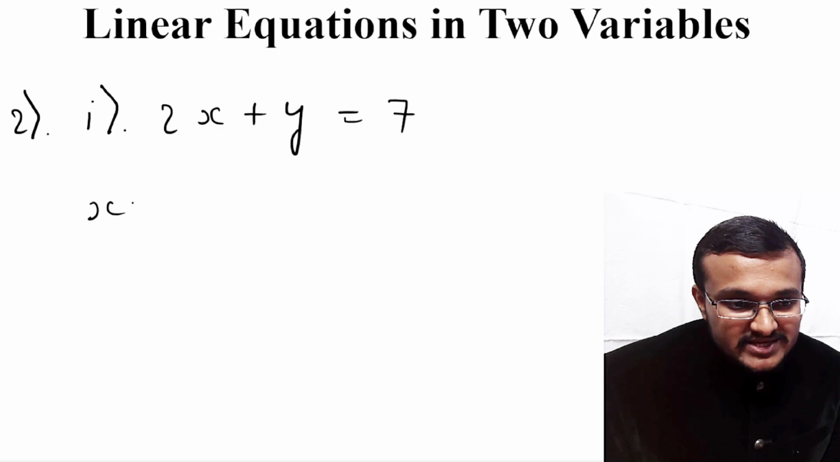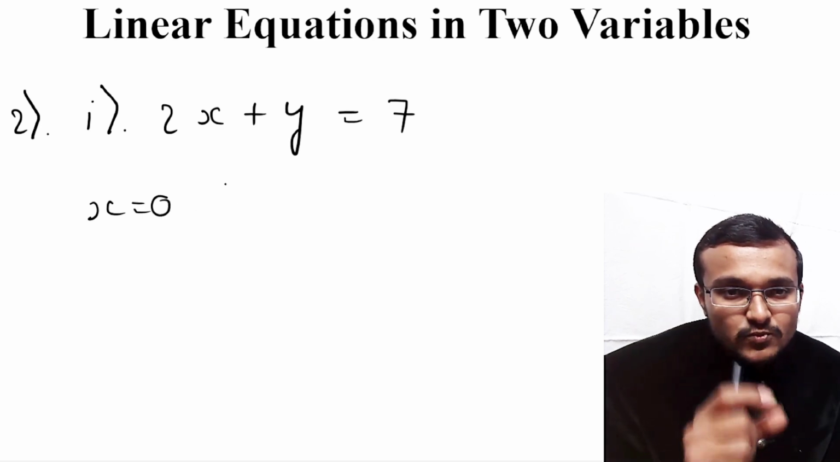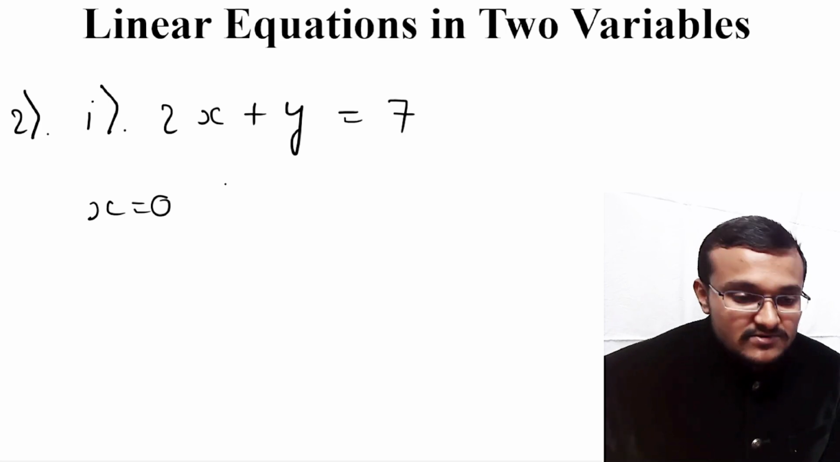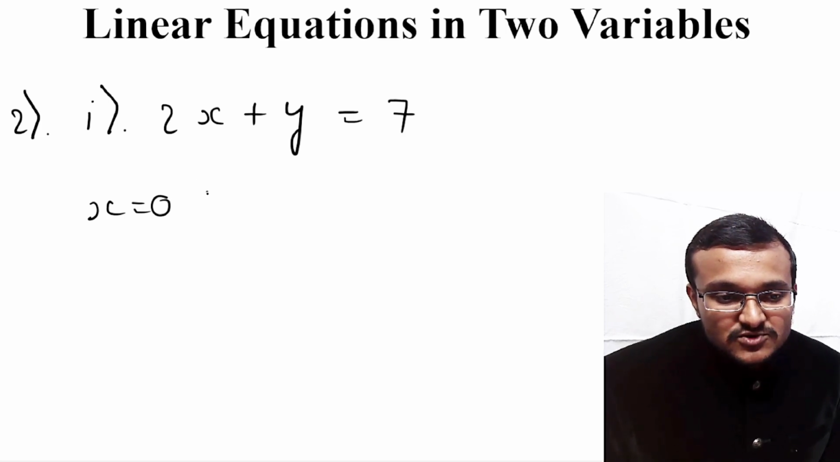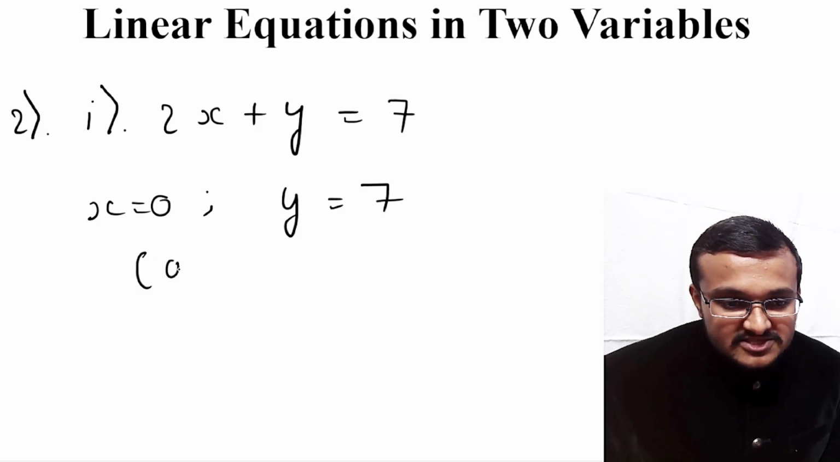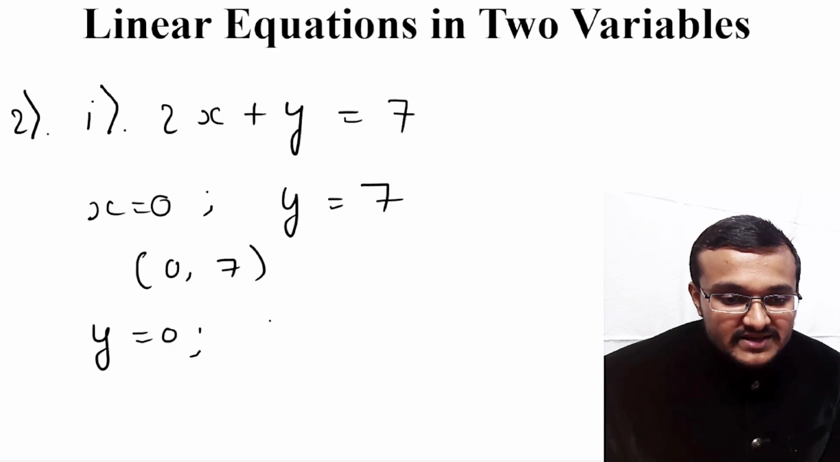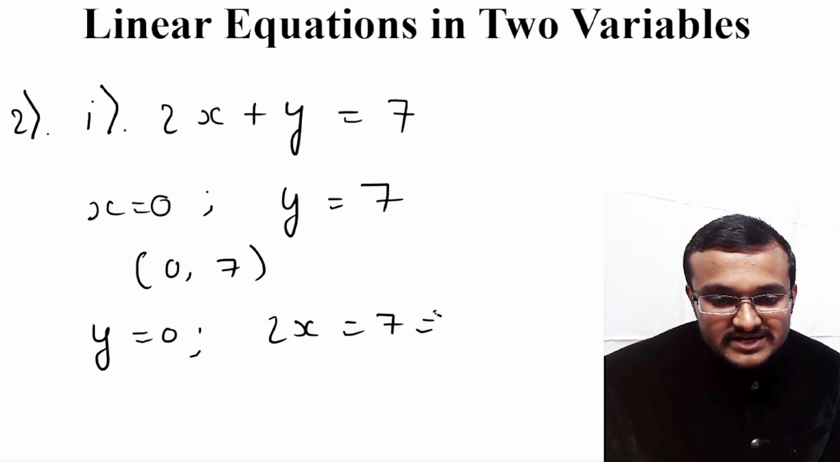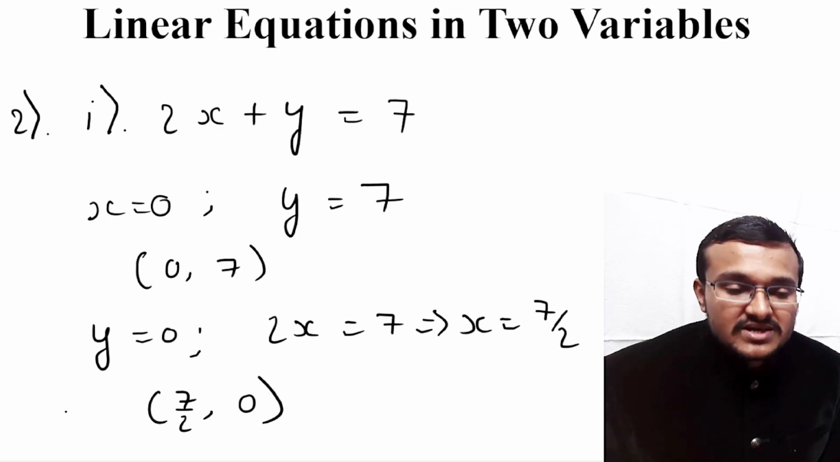Here also you can substitute x as 0. I have told you that first try with 0, 1 and like that. If you can go, then it will be easy for you to find solutions. When x is equal to 0, this equation becomes y is equal to 7. So that means here you have one solution as (0, 7). Now if you substitute y as 0, then 2x is equal to 7, which is nothing but x is equal to 7 by 2. So the second solution is (7/2, 0).